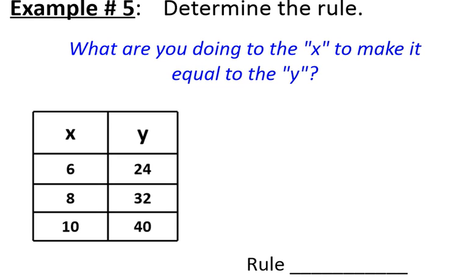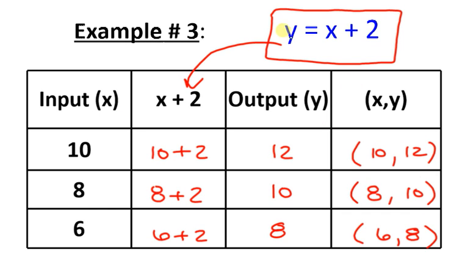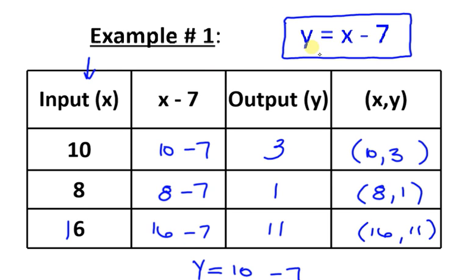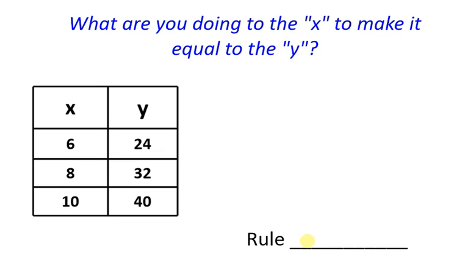All right. Now, what's going to happen is we have to determine the rule. And rule is just another way to say the equation, okay? So I'm going to go back a couple of slides here. And you'll notice that this right here is the equation, y equals x divided by 4. We also have this one, y equals x plus 2. y equals 9x. y equals x minus 7. What you'll notice with all of those is that they start with the same thing, which is y equals. Okay? So rule is just another word for what's the equation.